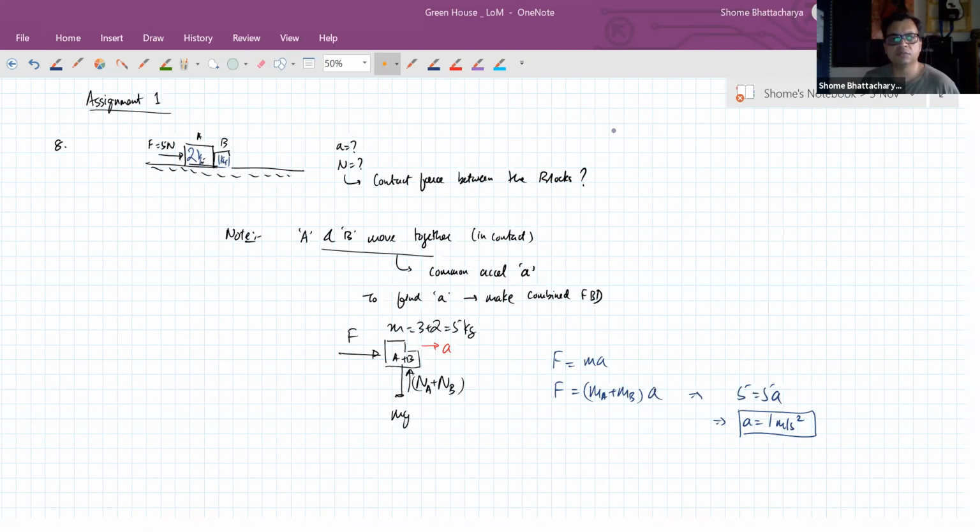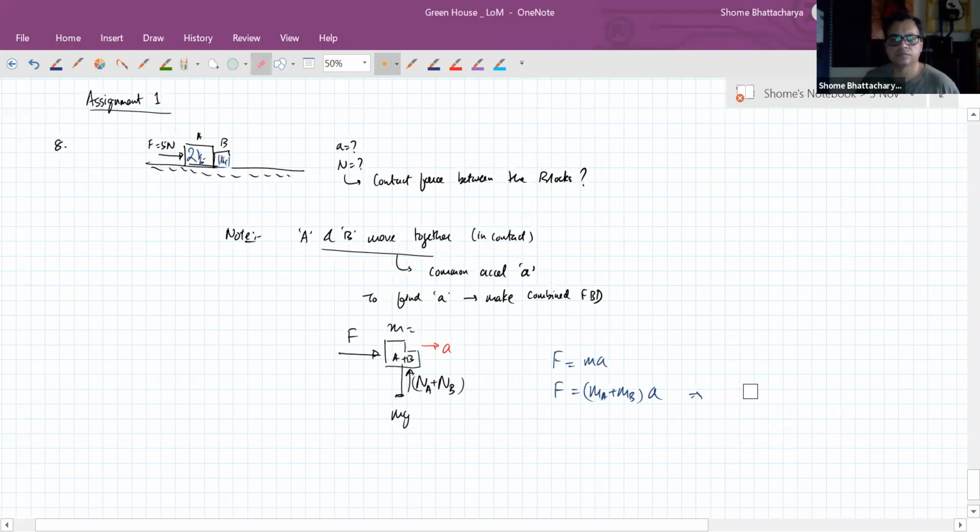So this acceleration will become different. This will become 5 by 3 or 1.67. So 5 is equal to 2 plus 1 into a. So the acceleration will become 5 by 3 or 1.67 meters per second square.